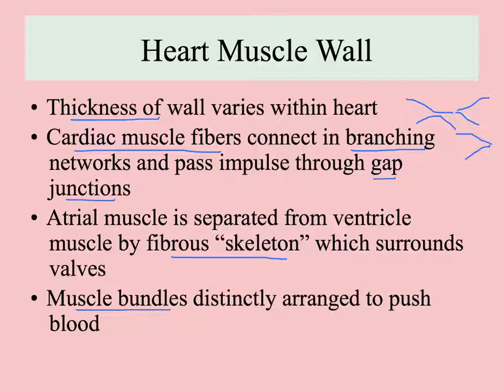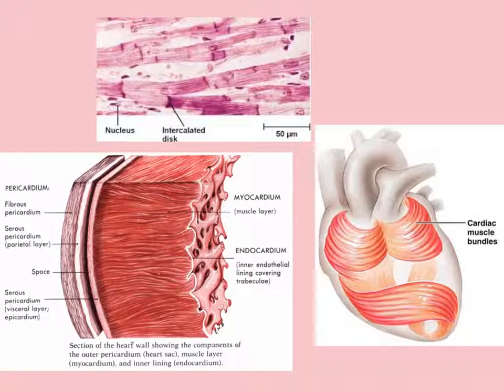So here we have some pictures. First we've got the cells themselves up here. If you remember looking at these tissue pictures, the intercalated discs are the junctions between cells, and there are actually little spaces in that section that cells can very easily communicate with each other.